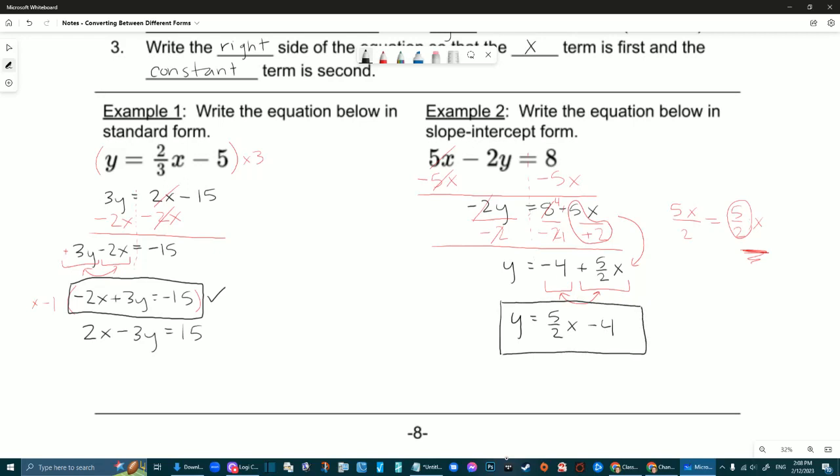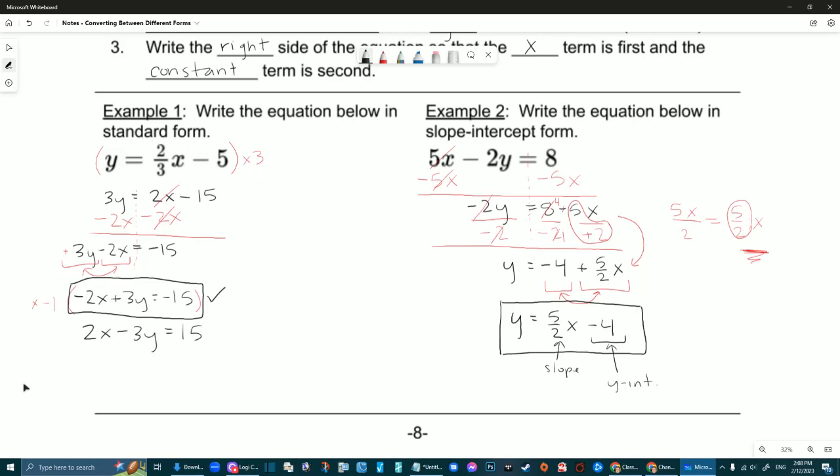I can identify my slope as 5/2. I can identify my y-intercept as negative 4. Okay, if you have any questions on how to do this, please let me know.